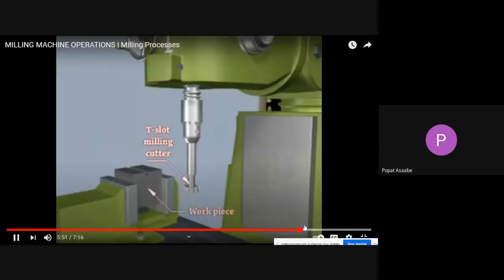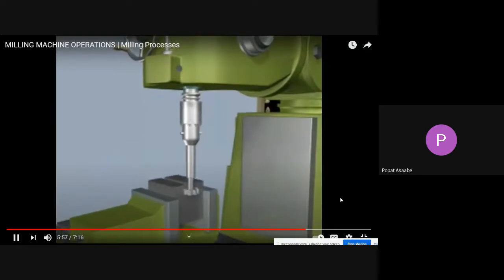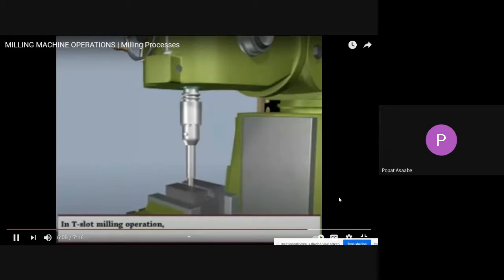See, this is the T slot. T slots also we can generate with the help of milling. This is the T slot cutter. In this manner we can generate T slots.